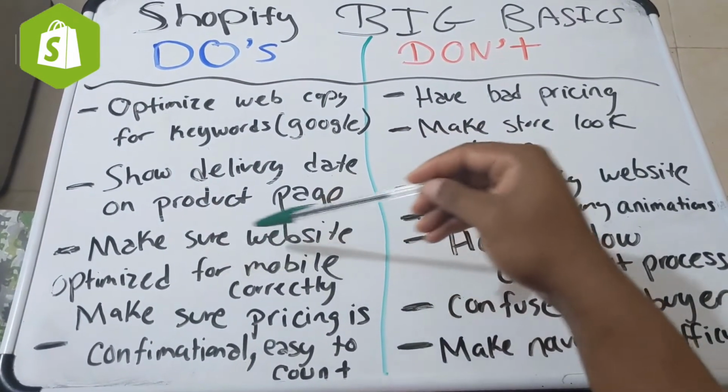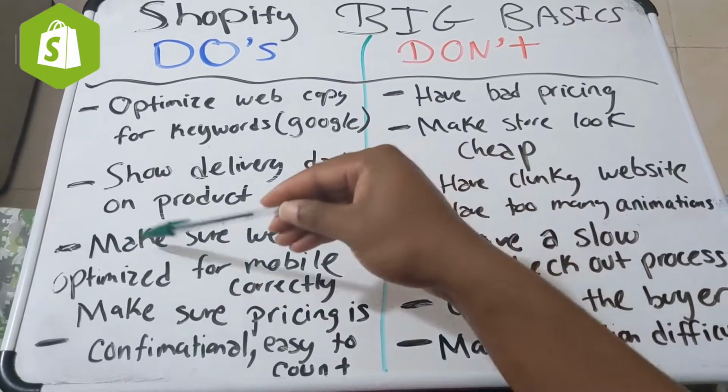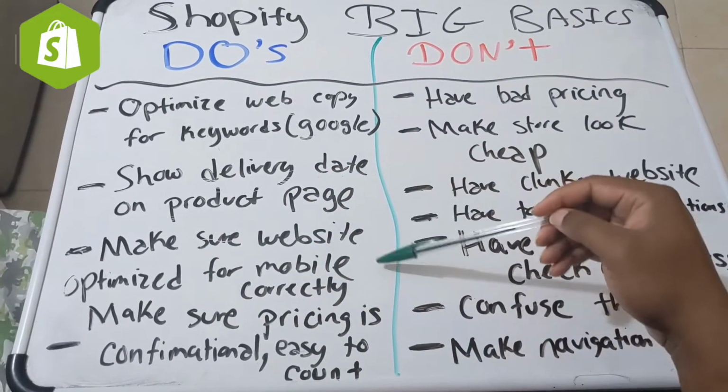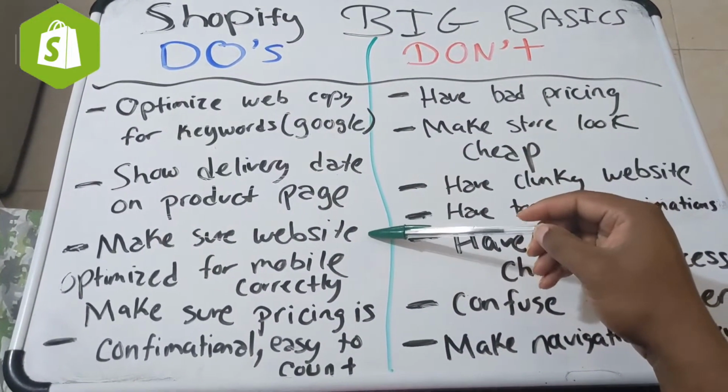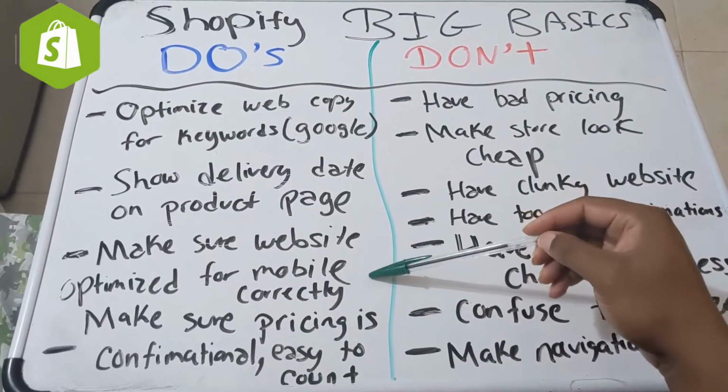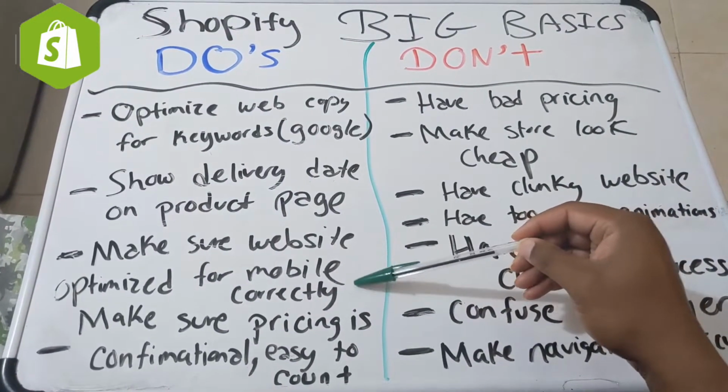So you're thinking for the customer, which is good. So make sure your website is optimized for mobile correctly. Make sure the website is optimized for mobile, right? A lot of people still don't do this. Most people buy on their phone, so it needs to be good on the phone.